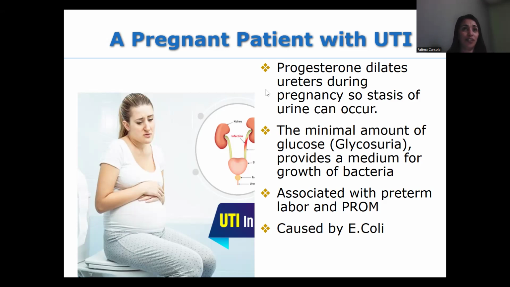That is why when there is a possibility that your sugar is increasing, then you have to seek medical attention. It could be associated with preterm labor and PROM. This is always the justification of the book that UTI could possibly lead to preterm labor and PROM. What is PROM? Premature rupture of membranes, and it could be caused by E. coli, or Escherichia coli.